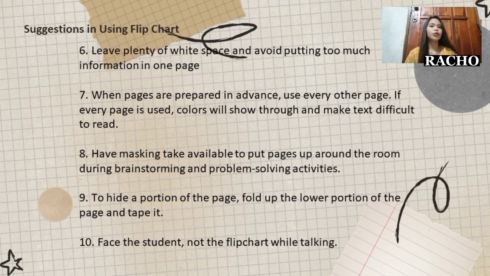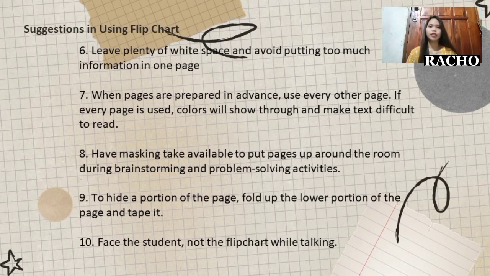Ninth, to hide a portion of the page, fold up the lower portion of the page and tape it. When ready to reveal the information, you can remove the tape and let the page drop.